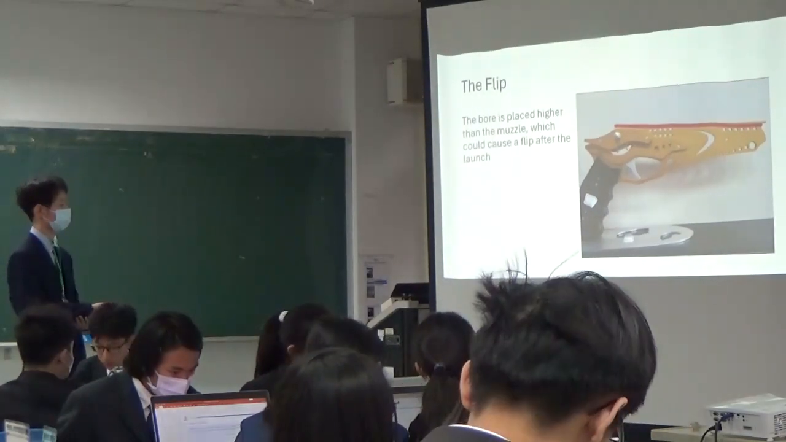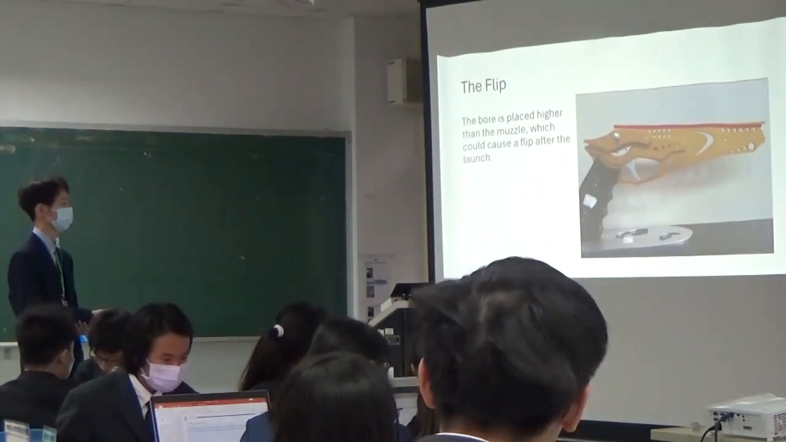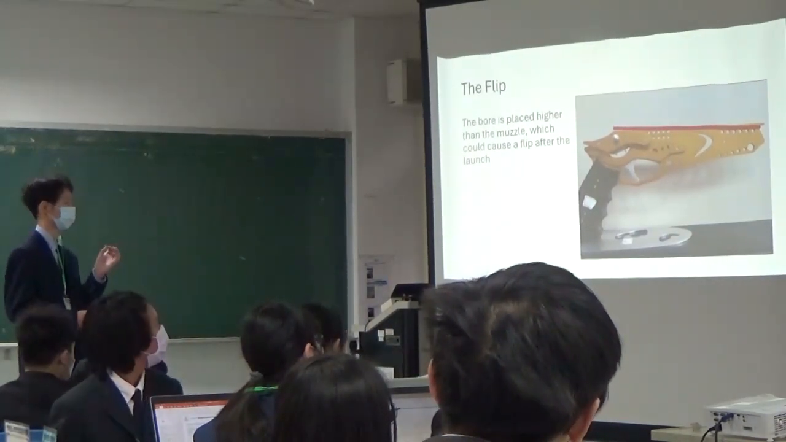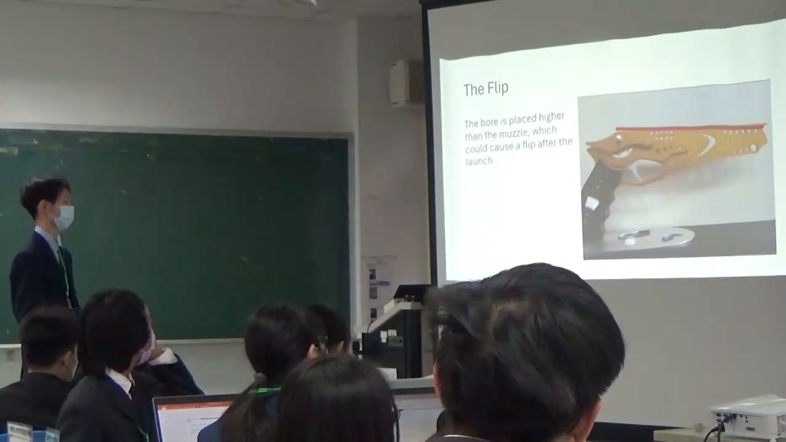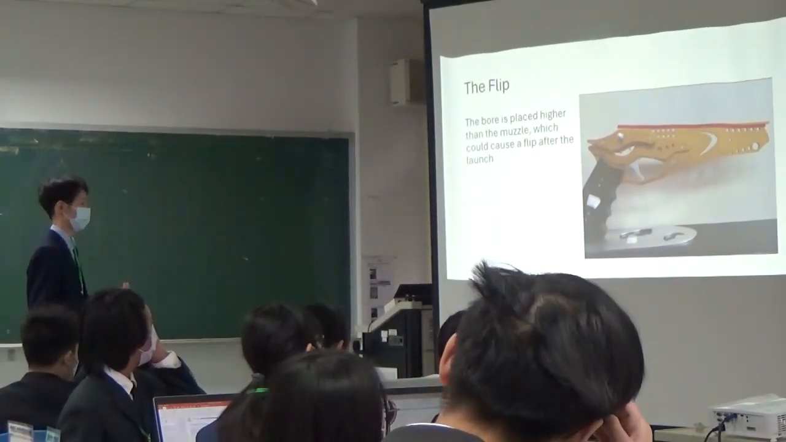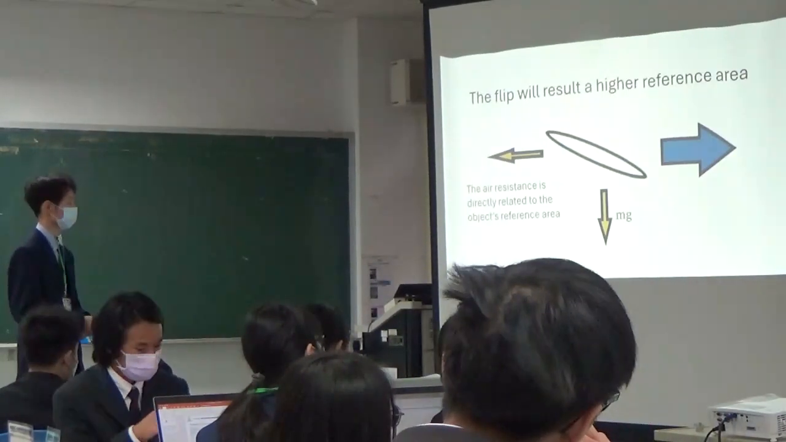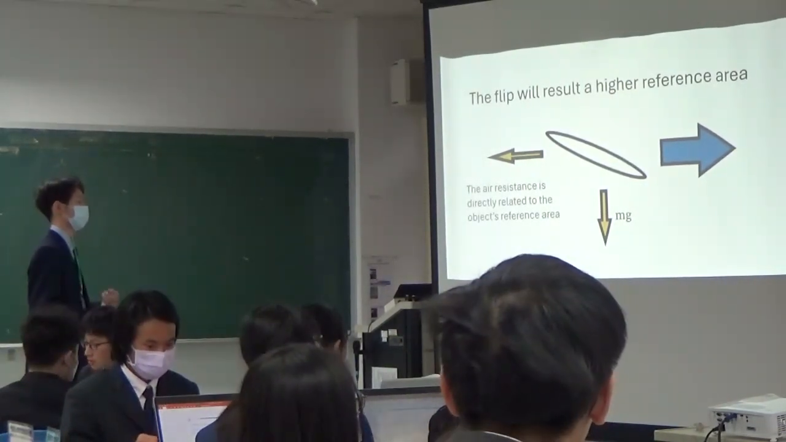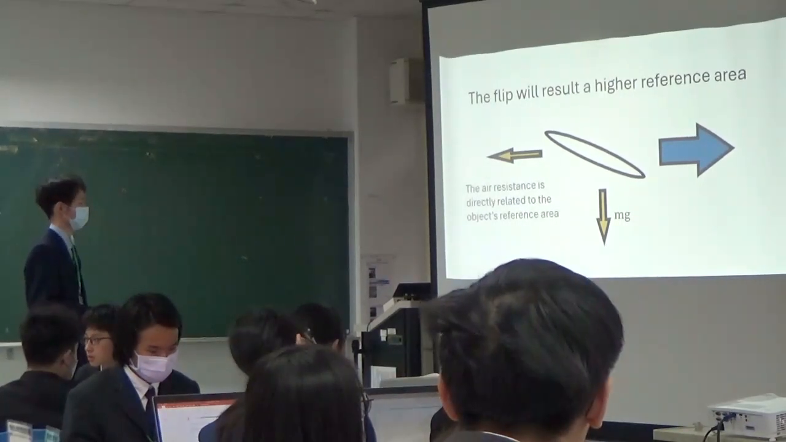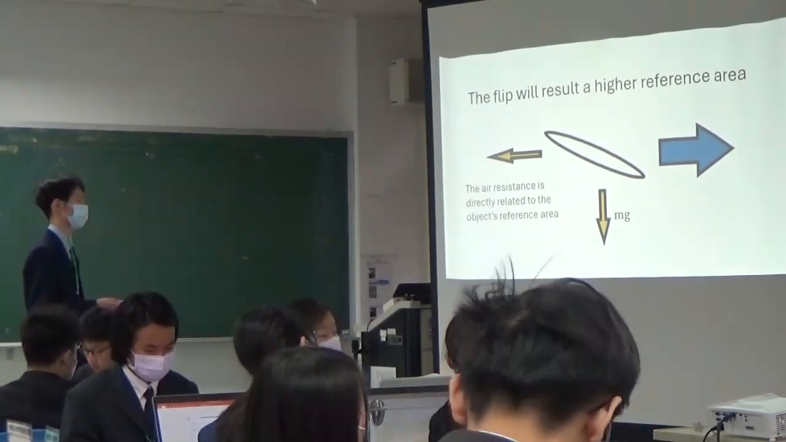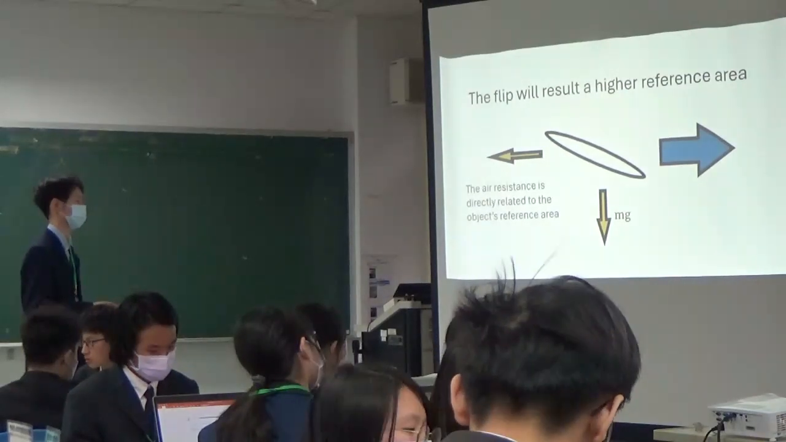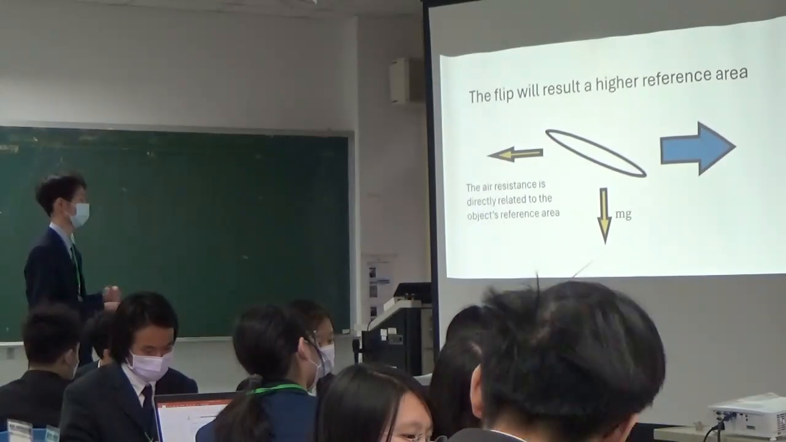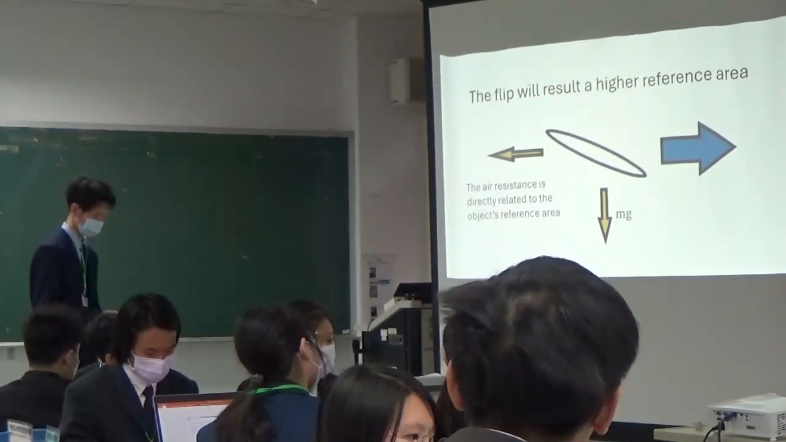So from our launcher, we can see that the bore is a little bit higher than the muzzle. So perhaps there will be a front flip, which could cause an effect of the air resistance. The flip will result in a higher reference area for the air resistance. It is directly related to the object's reference area. And also there will be another force to drag it down. It will be the gravity.